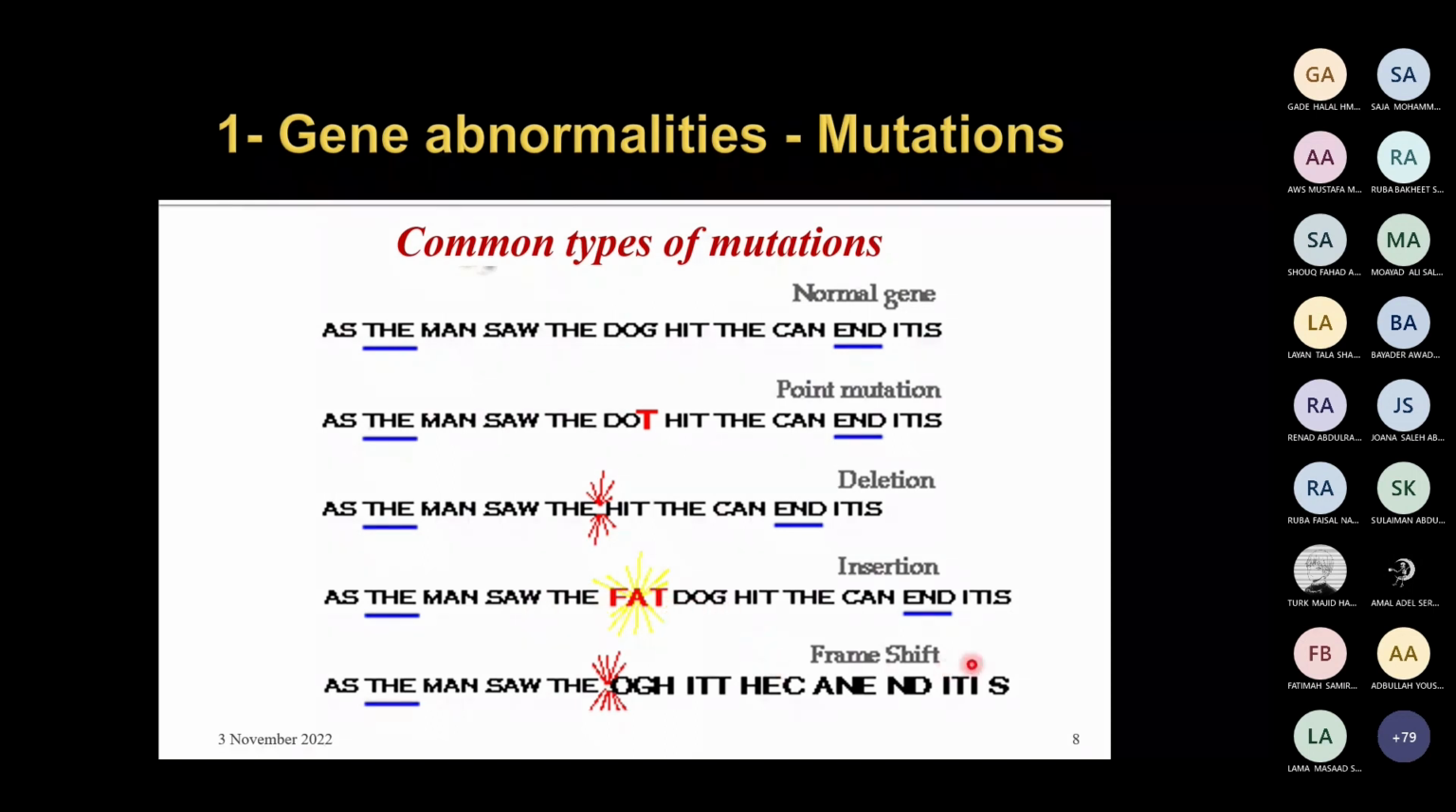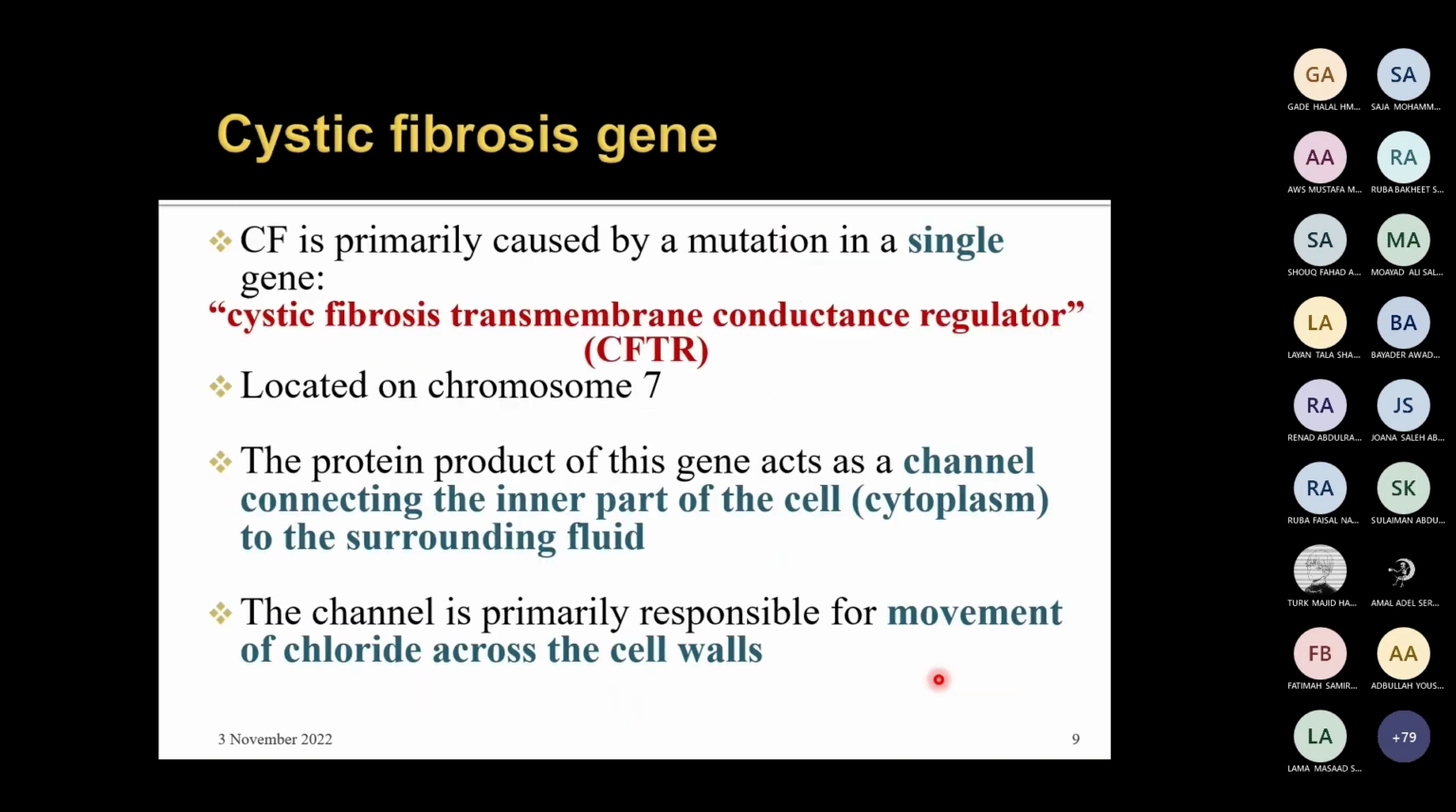Frame shifts mean that there is one deletion, so the triplet coding will change until the dog D is omitted. So the transcription starts reading from the wrong position, so it misses the end, and this results in a very new protein, and sometimes non-production of the protein.